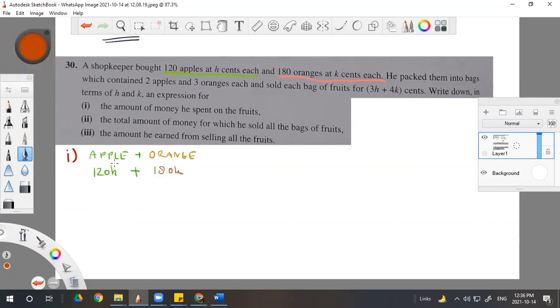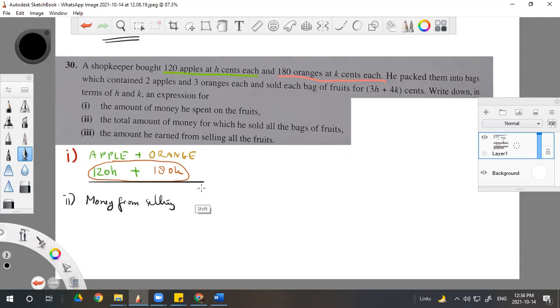Ini spend-nya. Dia beli dulu sebelum dijual kan. See? He buy first before he sell. And the total amount which he sold all the bags of fruits. Total amount of money he get. The money that he will get. Money from selling, right? Jadi ini beli, dia buang duit dulu. Ini buy ya, buy.